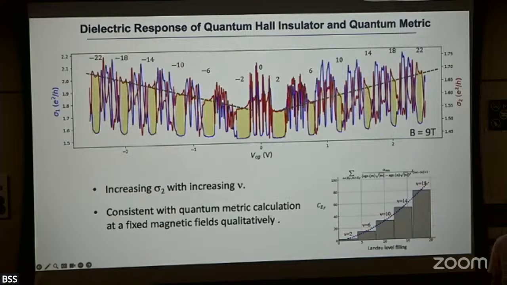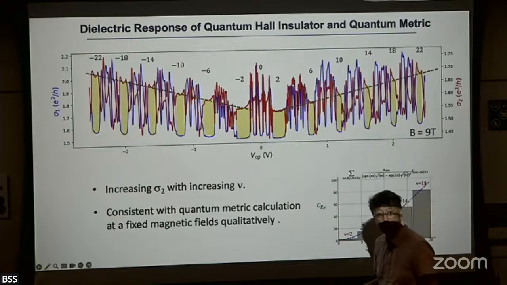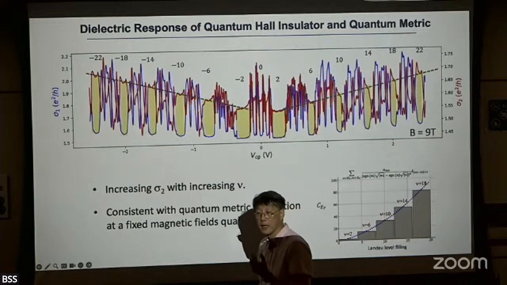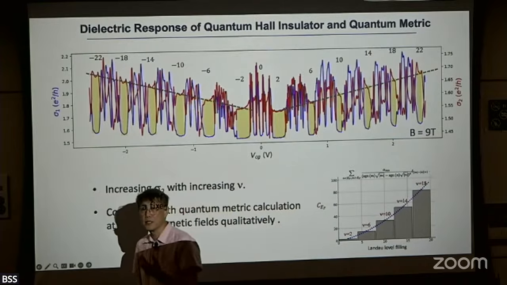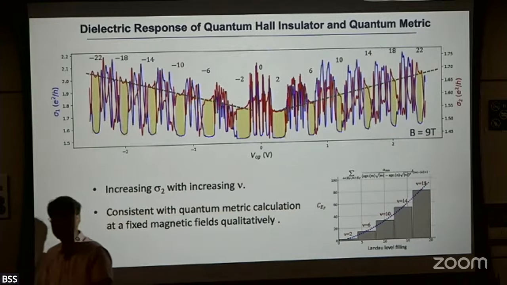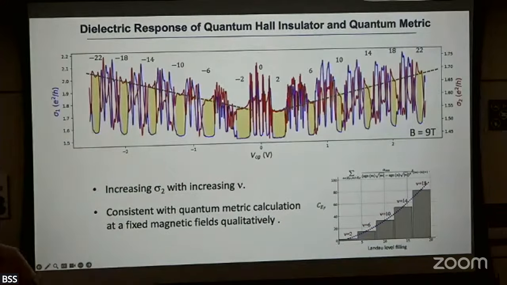Now at the fixed magnetic field, indeed the sigma 2 value increases, which is more like what is expected from a Chern insulator. The capacitive response, the dielectric response, depends on these Chern numbers, or effective Chern numbers in this case, and that is more or less what we are seeing experimentally here. But of course, the signal is much richer. For example, here there are interesting shapes.